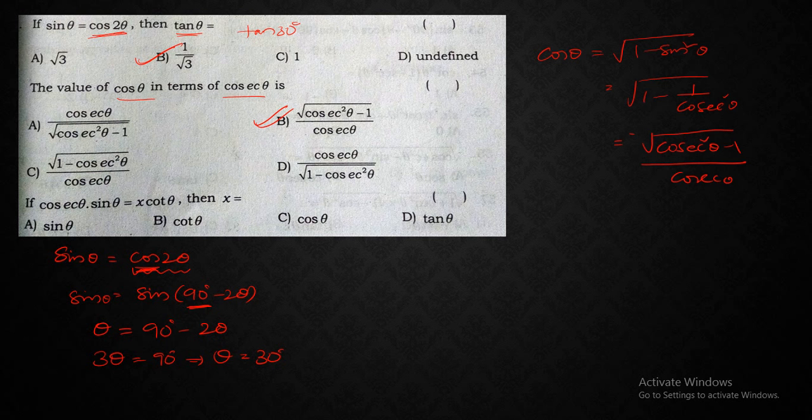Next, moving on to one more question. Cosecant theta into sin theta. These two are reciprocal to each other, right? That means 1 is equal to x into cot theta. If I transpose this cot theta, then x is equal to 1 by cot theta. So 1 by cot theta I can write as tan theta. So clearly the answer is tan theta.